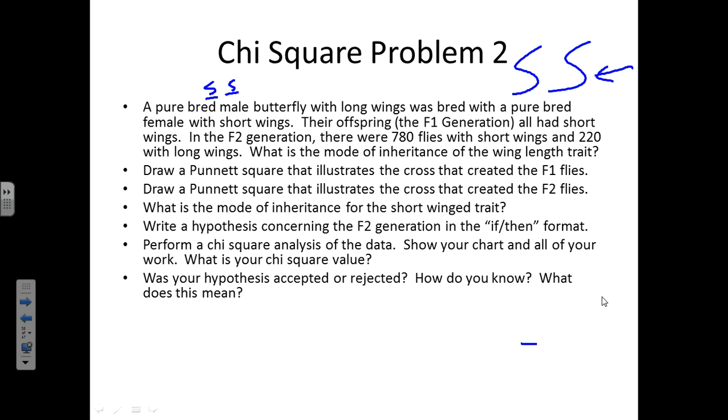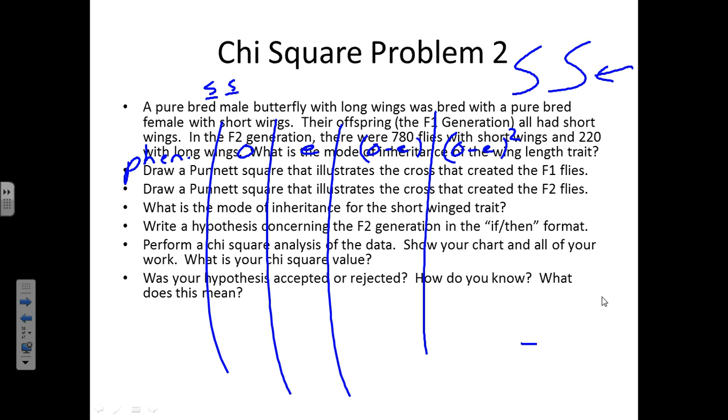So when we're doing a chi-square, what's our first column? Phenotype, right? And what's the second column? Observed. Third column? Expected. Next column? O minus E. Next column? O minus E squared. And last column? O minus E squared, all over E. In this case, since this is an autosomal trait, we don't need to break this down by gender. We just need to say what and what. Short and long, right? That's it.